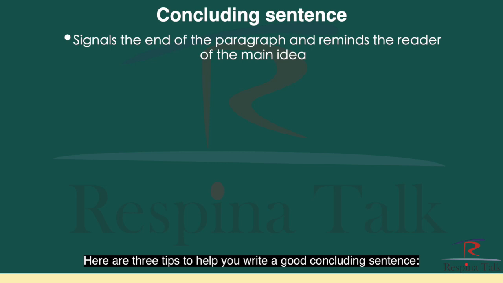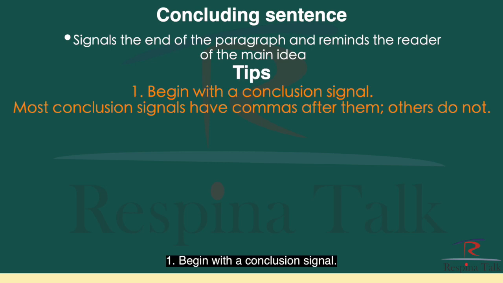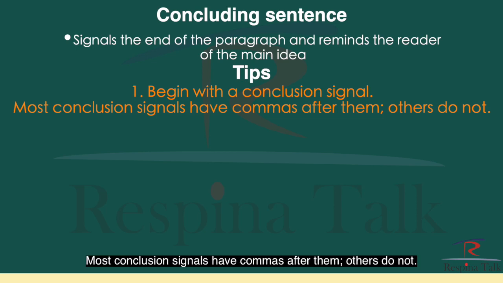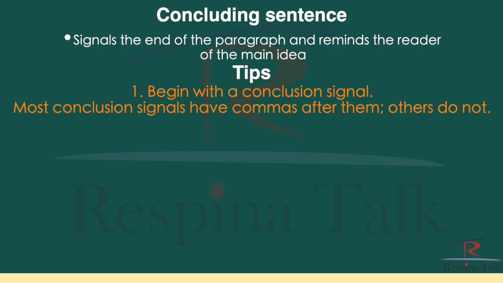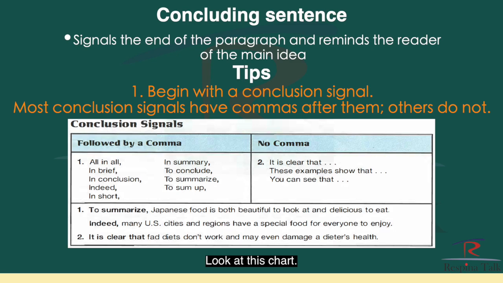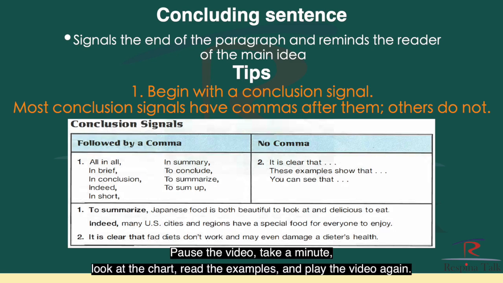Here are 3 tips to help you write a good concluding sentence. 1. Begin with a conclusion signal. Most conclusion signals have commas after them. Others do not. Now look at this chart. Pause the video, take a minute, look at the chart, read the examples, and play the video again.